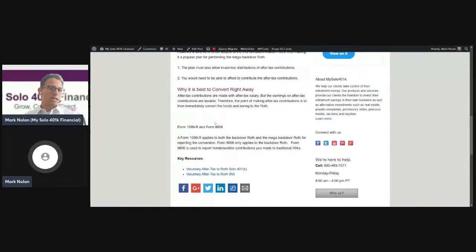And you don't have to wait a certain amount of days before you convert. You just have to make sure those funds are cleared and ready to be converted.